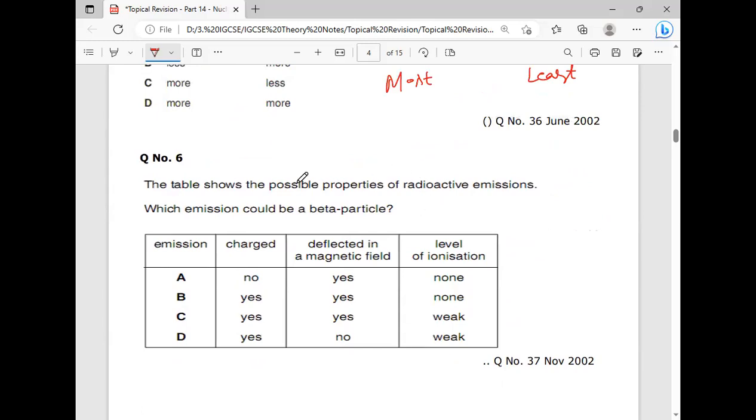The table shows the possible properties of radioactive emissions. Which emissions could be beta particles? Okay, we know that beta particles carry negative charge. So they are charged. Yes, they are charged. They show deflection in a magnetic field. Yes. So now two options are there. Level of ionization. Yes, they ionize. Now you can see which option is correct. Option C is the correct answer.